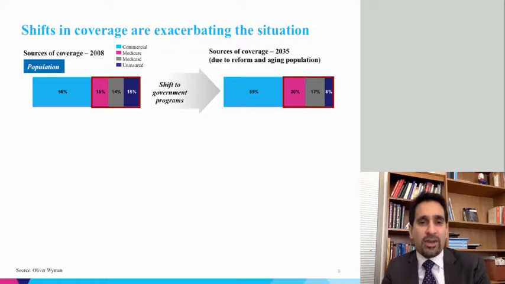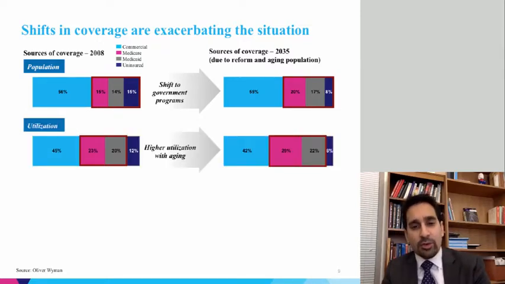To put a finer point on it, these shifts in coverage, as I mentioned with the aging demographics, are really exacerbating the situation. So in 2008, 56% of the population was commercially insured, 15% in Medicare, 14% in Medicaid, and then the remaining 15% were uninsured. As we fast forward to 2035, due to healthcare reform and the aging population, 55% will be commercially insured, and the portion on Medicare and Medicaid will continue to grow.